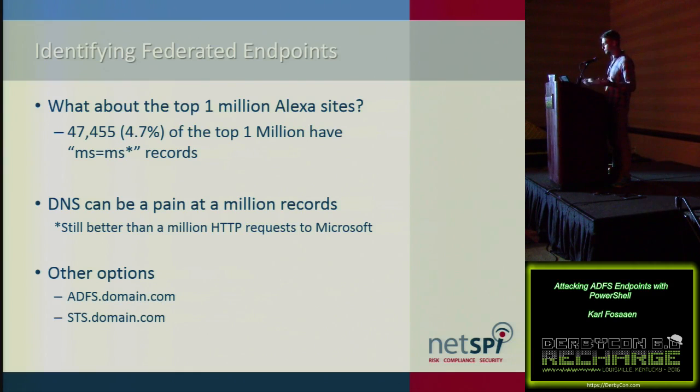Other options, if you're going against domain.com, chances are their IDP is probably adfs.domain.com or sts.domain.com. Most of the implementations we've seen, that's what's coming back.